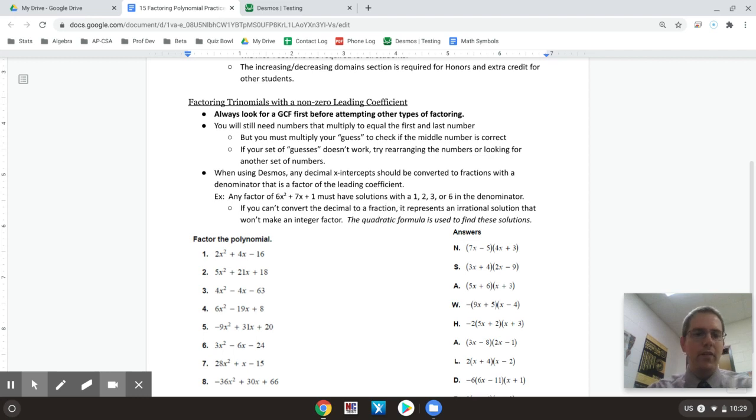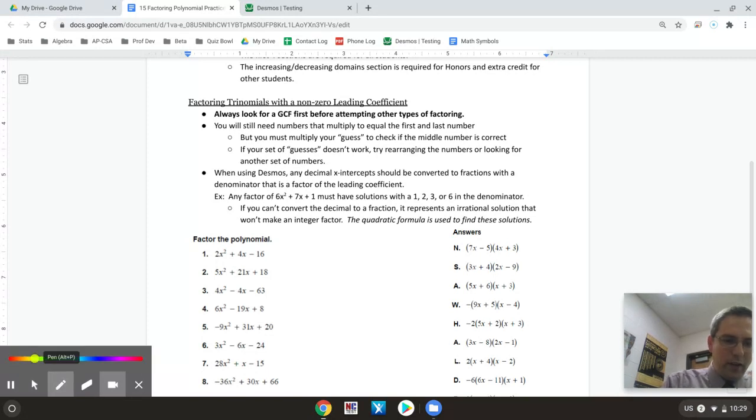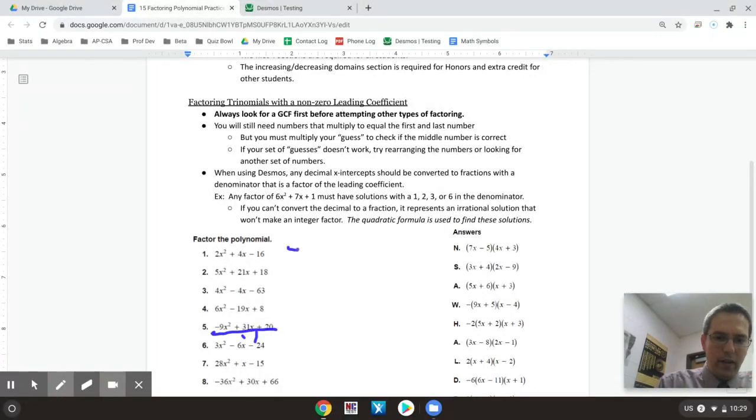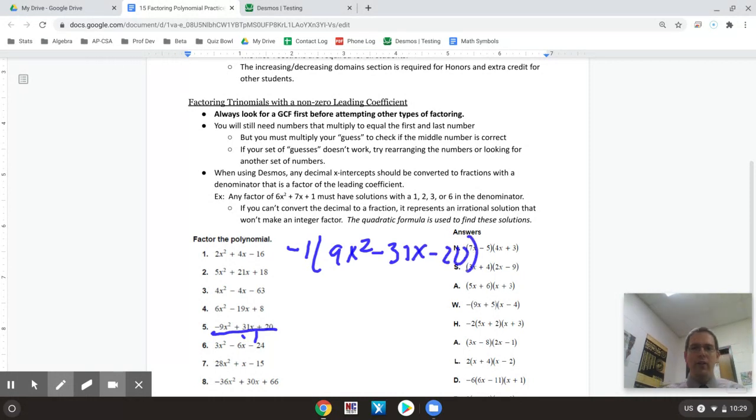Okay, now if I have one like number 5, you see how it has a negative in front? Well, I do not like that, so I'm going to just divide all of that by -1. It's like basically I'm taking out a GCF of -1, so that's going to leave me with a -1 times x squared minus 31x minus 20.